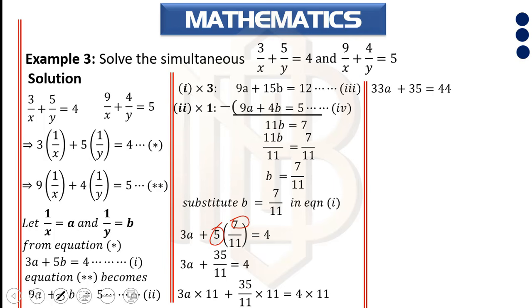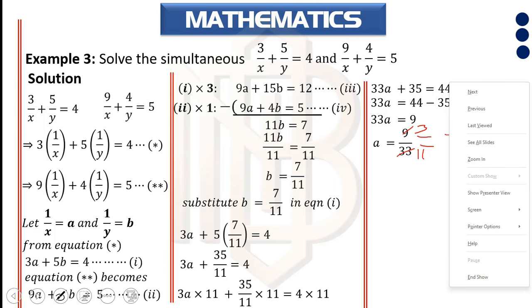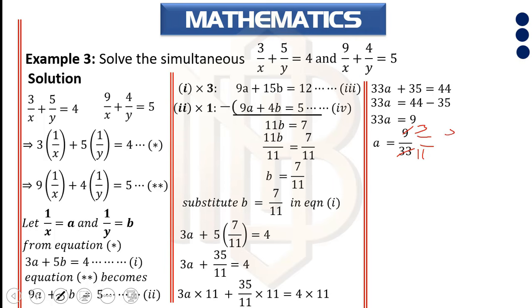And from there, we can conveniently say that 33a equals, so which is going to give us, that's 3 here, 3 in 33, 11, that's going to be 3 over 11. So that's our answer there.